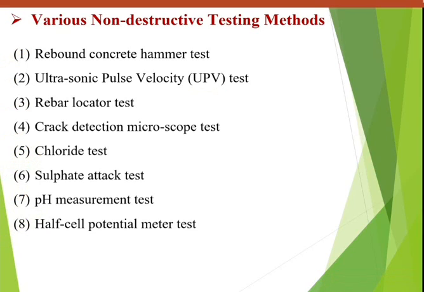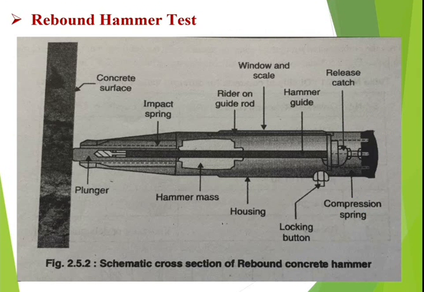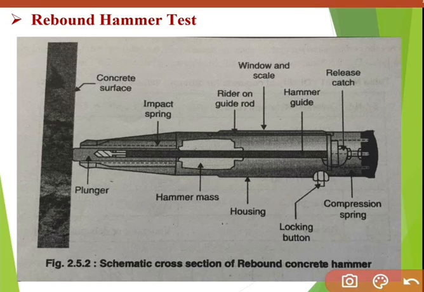So let's start with the first test, rebound concrete hammer test. So here is the rebound hammer test. Here you can see the whole setup of the rebound hammer test. Here is the testing specimen. This is your testing specimen. We place this rebound hammer machine horizontally towards the concrete block.